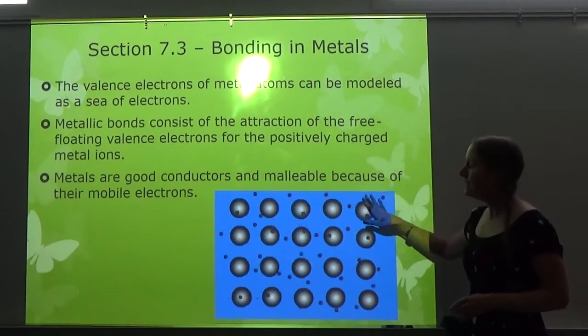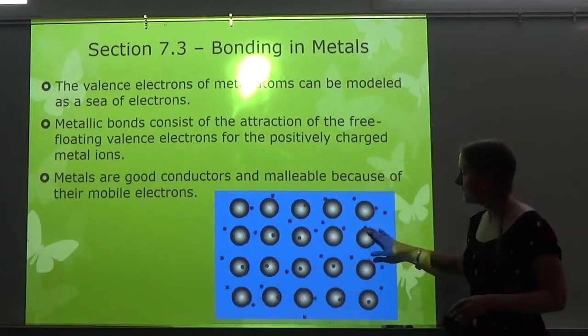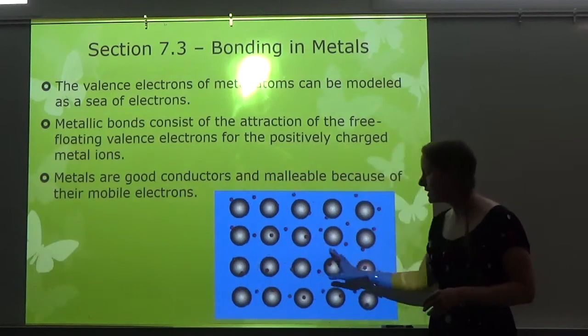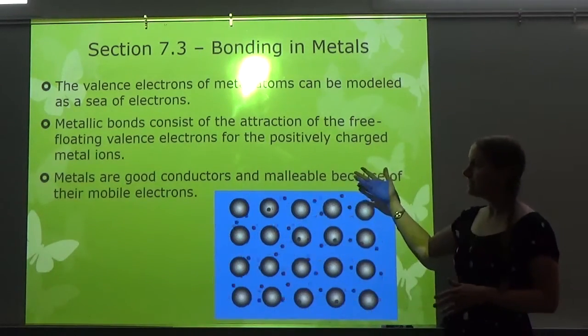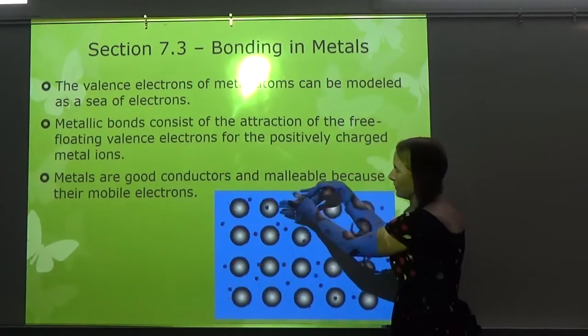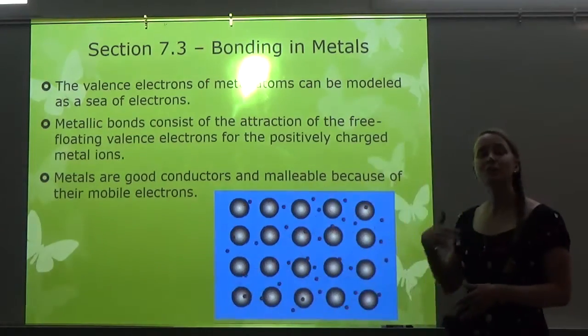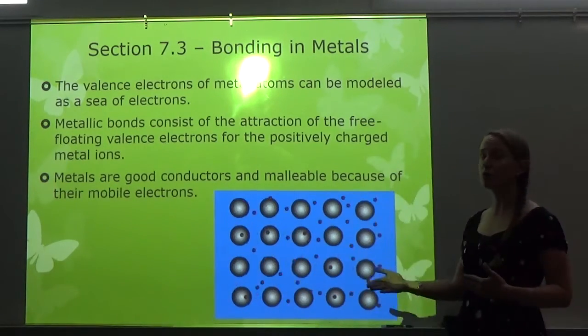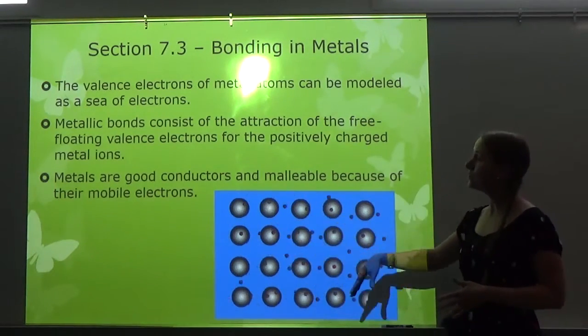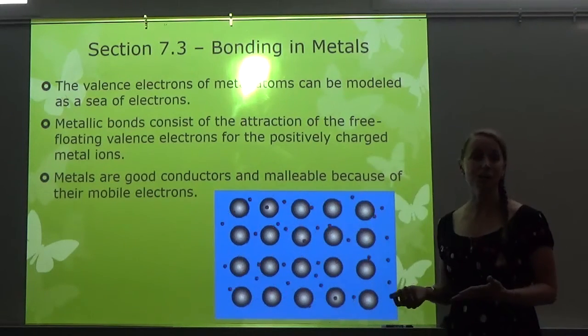But in metals, their valence electrons can move around and be attracted to any of the positive metal ions. It's called the sea of electrons because they can flow over here, they can flow over there, and that's what allows it to conduct electricity, because electricity is the flow of charge or electrons. Since the electrons are allowed to move, that's why they're good conductors.